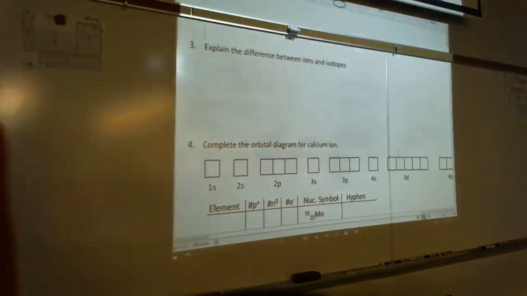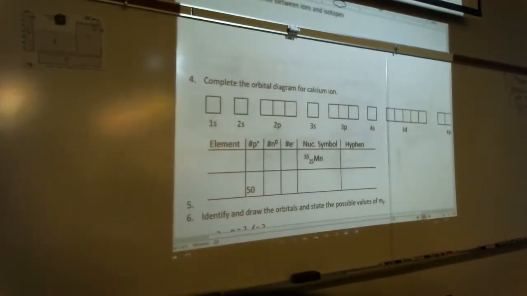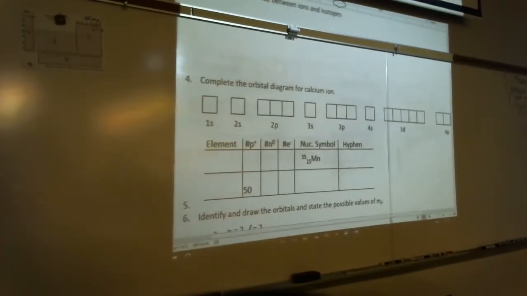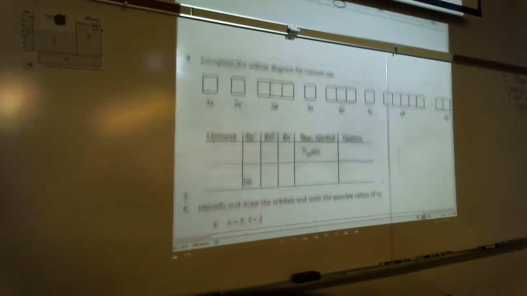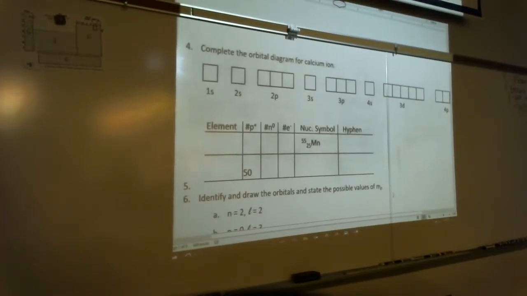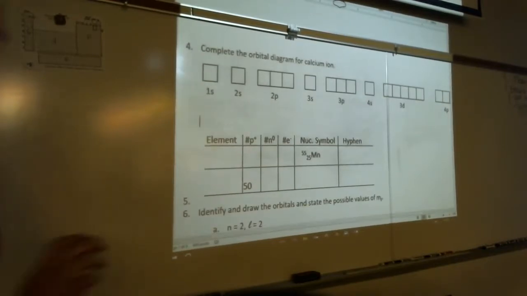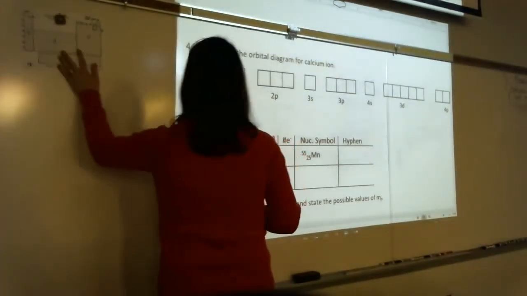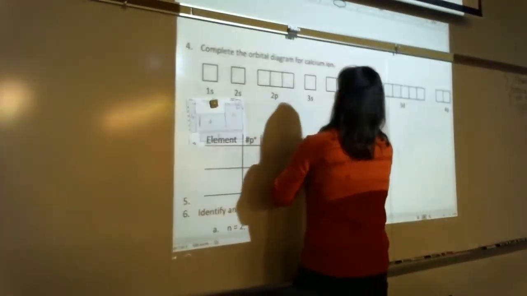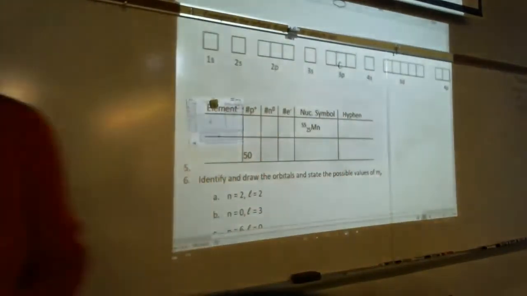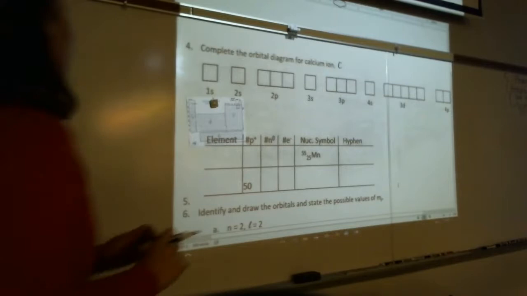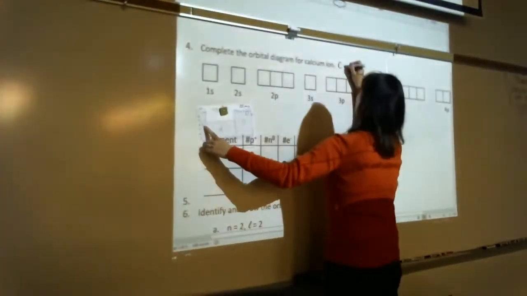Complete the orbital diagram for calcium ion. I fleshed these out from the ones on your page, so it'd be easier for the projector to see. Let's do both of these on the same page. For calcium ion, what's the charge? It is Ca2 plus, right? Yes, Ca2 plus.